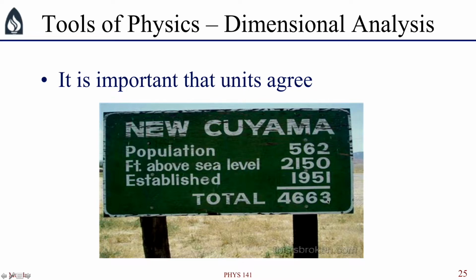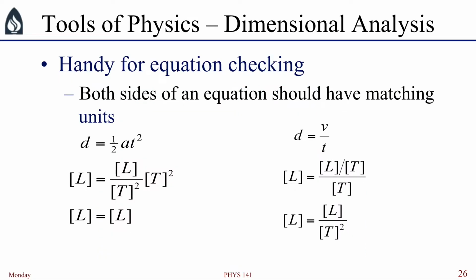What does this number mean? It means absolutely nothing, because these numbers all have different units. They're all very different kinds of things, and adding them together just doesn't make any sense. And this is what dimensional analysis is all about. It's handy for equation checking and allows us to see if an equation makes sense.